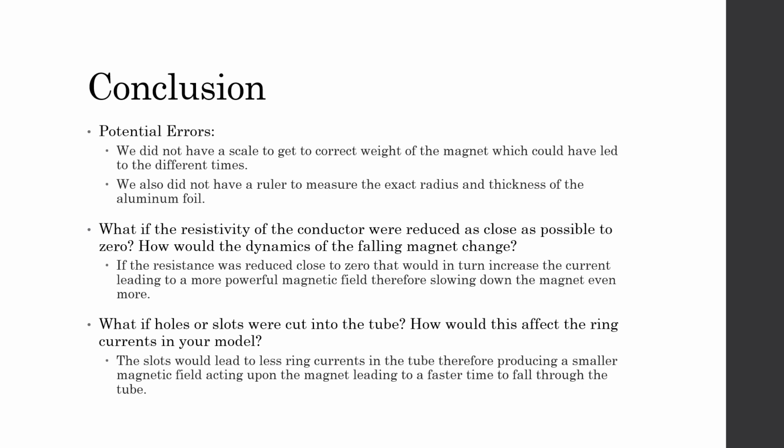And then if holes or slots were cut into the tube, this would lead to less ring currents in the tube, therefore producing a smaller magnetic field acting upon the magnet, and that would lead to a faster time for the magnet to fall through the tube.